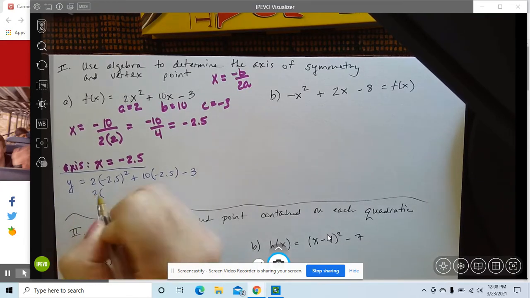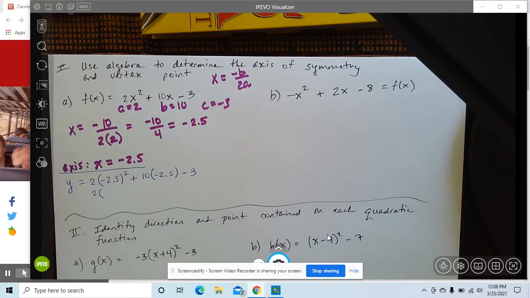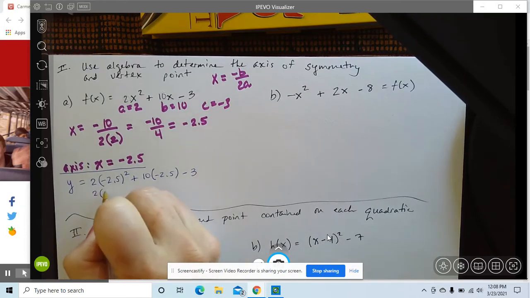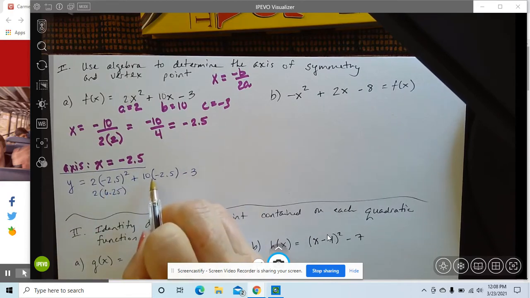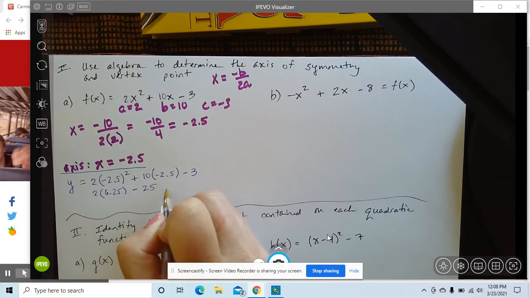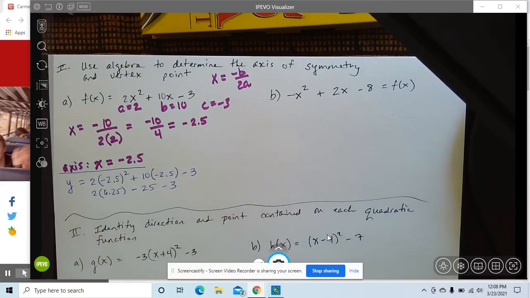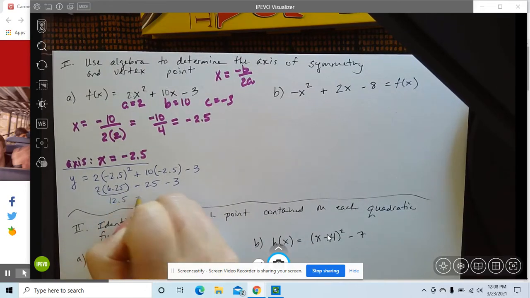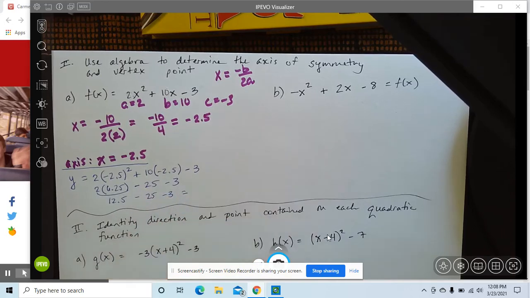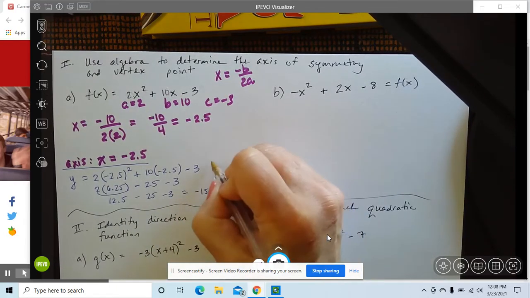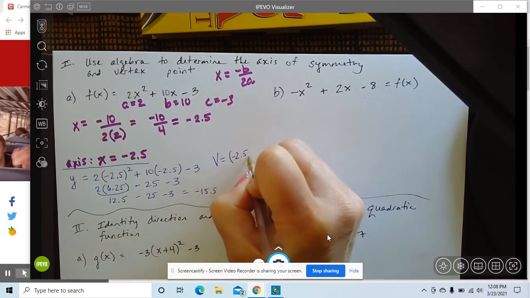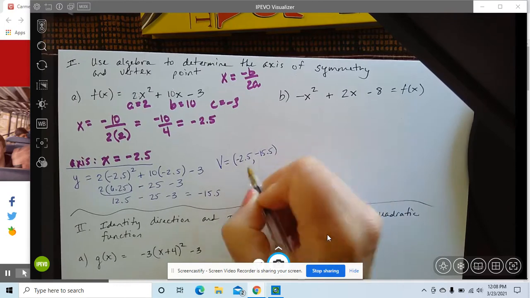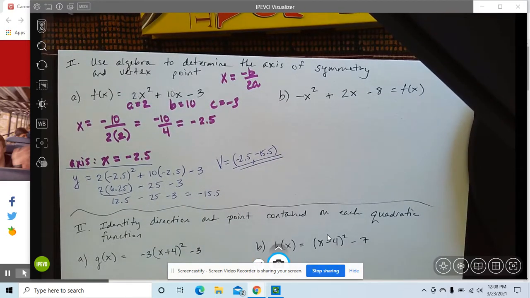So this is 2 times, and if I do negative 2.5 squared, I get 6.25. And then 10 times negative 2.5 is going to be negative 25. 2 times 6.25 is 12.5, minus 25 minus 3. Let's go with that. 12.5 minus 25 is negative 12.5. Minus 3 again is going to be negative 15.5. So the vertex is at negative 2.5, comma, negative 15.5. This is very algebra heavy.